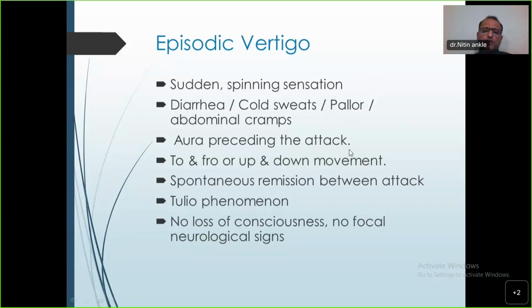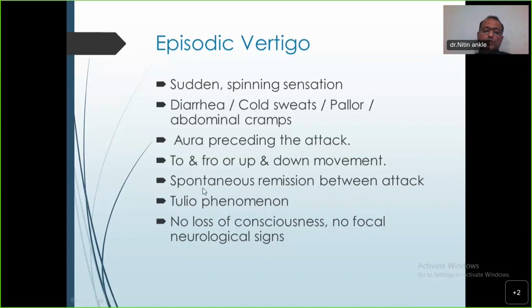An aura or prodromal attack is not typically seen with Meniere's disease. The vertigo can be in the form of to and fro or up and down movement. This I already told you. And there is spontaneous remission between the attacks. This is very typical of Meniere's disease. Between the attacks, the patient is completely normal. The patient will even forget that he had that sort of vertigo. Of course, he will remember the vertigo was there, but he will forget the severity of it.